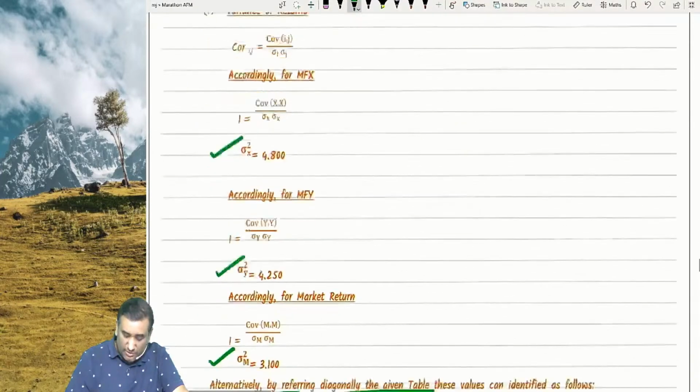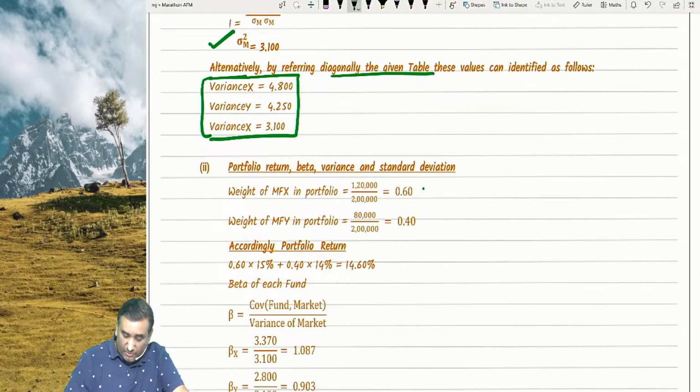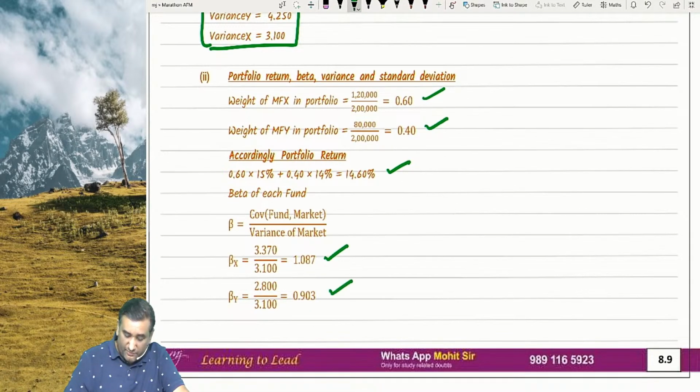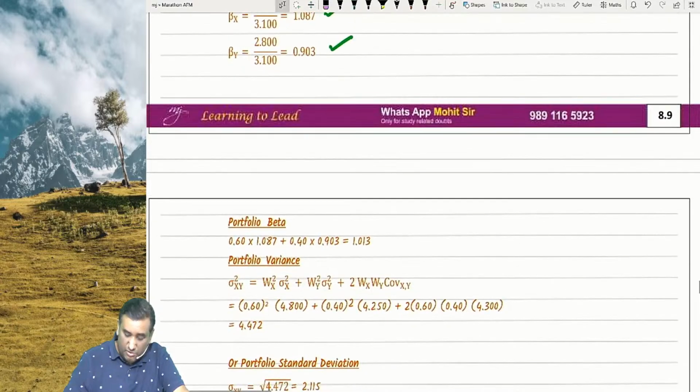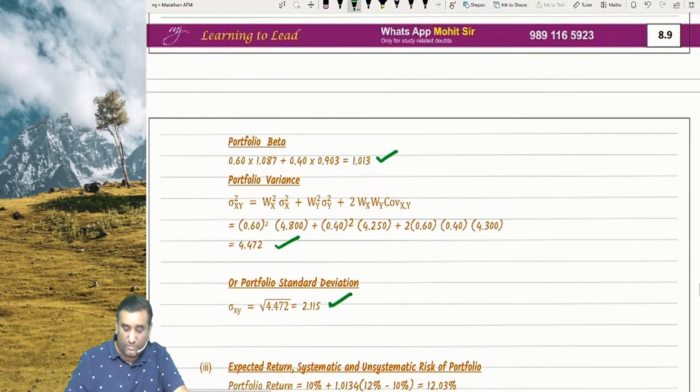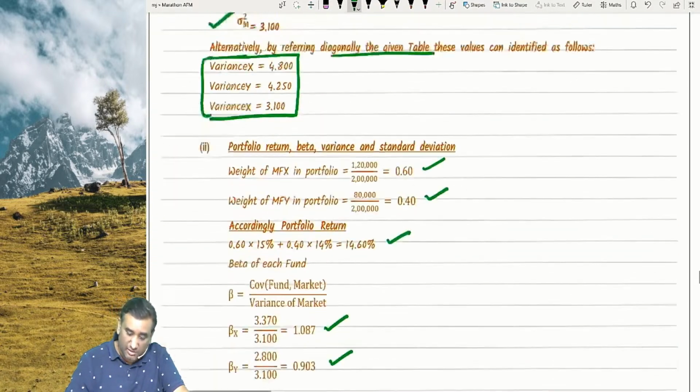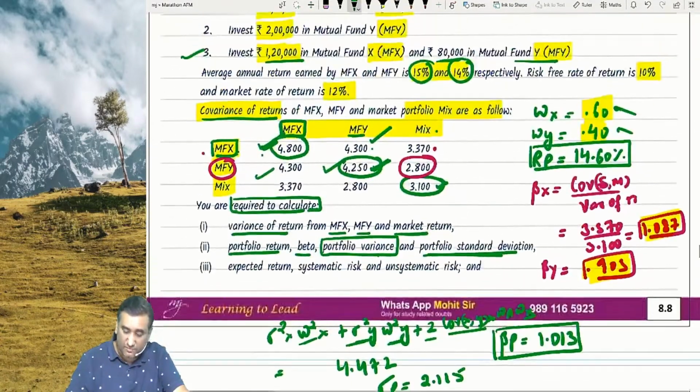Let me check the answers now. Weights were 0.6, 0.4, return 14.6, betas 1.087, 0.903. Very good. Portfolio beta 1.013, you said. 4.472. Parts done. Third part, an examination question.